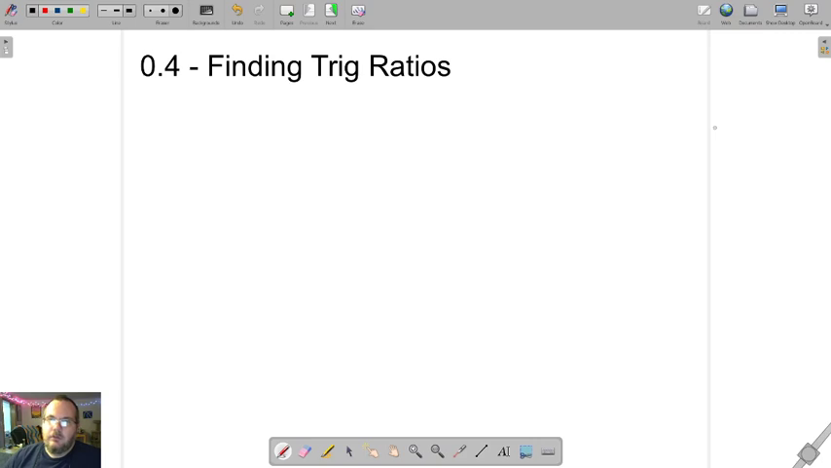Okay, welcome back. So today we're going to talk about something called trig ratios. And you've seen these buttons on your calculator for years and years. We're going to talk about what they are, but we're not using the calculator buttons just yet. We will later on in this chapter, but for now we're just going to talk about what the ratios mean, how to find them, and how to simplify them.